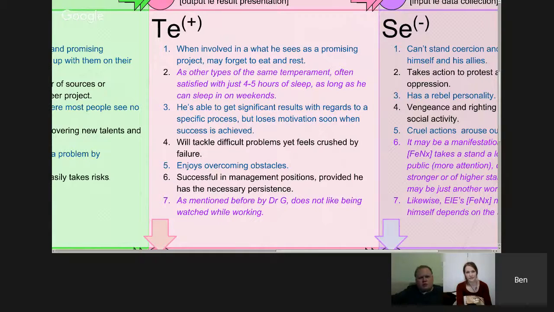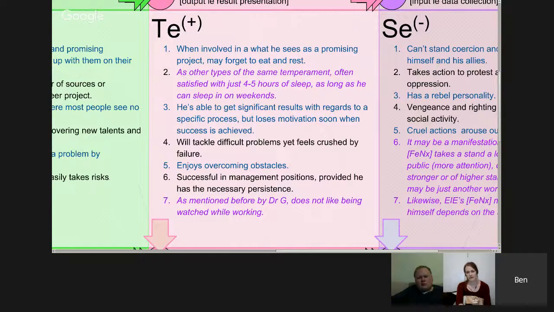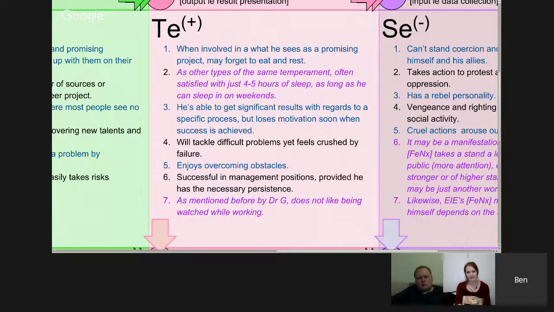When I saw that number 1, I thought, hang on a minute, that sounds a bit like Socionics SI. It says there, as with other types of the same temperament, so EJs, often satisfied with just 4 to 5 hours of sleep, as long as he can sleep in on weekends. Well, I don't like to have that little sleep. It will affect my health and mood. But sometimes today, someone wanted to talk to me about reinin dichotomies and the mathematics of it, and when I've had less than 5 hours sleep, that's a challenge. Yeah, it can be a challenge. But I wouldn't say this is very typical for me.